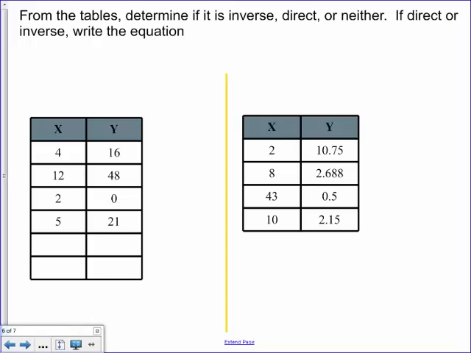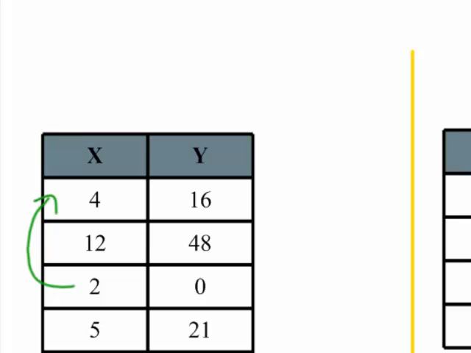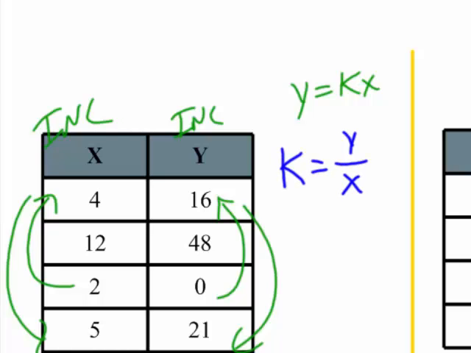So what if you're given tables and you need to decide if it's inverse, direct, or neither? And then if it is direct or inverse, you have to write the equation. Well, the first thing you should do is see whether they increase or decrease on the x's and the y's. Okay, that's the first thing you should check for. So look at my left guy. As x is increasing, as it goes from 2 to 4 to 5, what's happening? My y's are also increasing, right? So that's good. So I'm thinking it's direct variation, so I'm going to write y equals kx. So how do I solve for k? Well, we divide, right? Y divided by x for direct variation.